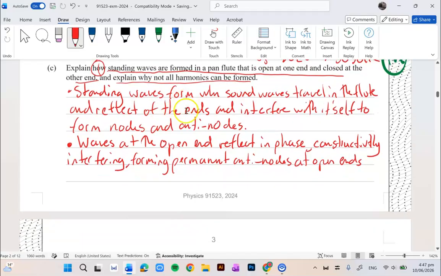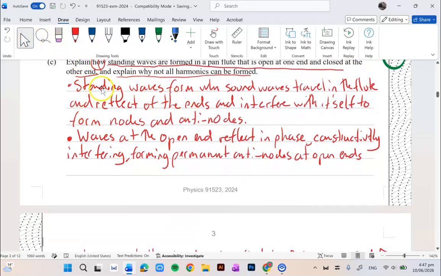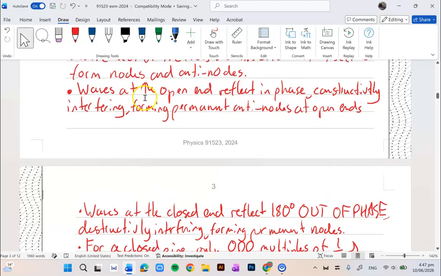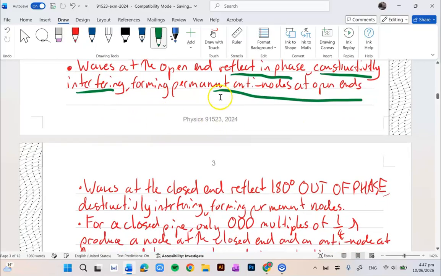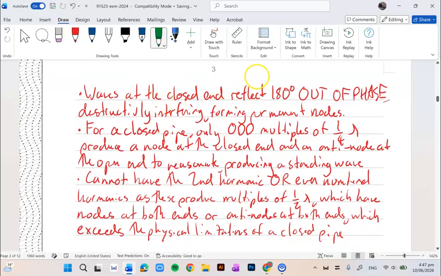Now, this is a very common question. So first of all, you should start by saying standing waves form when sound waves travel in the flute and reflect off the ends and interfere with themselves to form nodes and antinodes. Second point you need to have is waves at the open end reflect in phase. That is really important, which means it will constructively interfere, which forms a permanent antinode at the open end. So those three things. This is the complete opposite for waves at the closed end. They're going to reflect 180 degrees out of phase, which is destructively interfering, forming permanent nodes at the closed end.